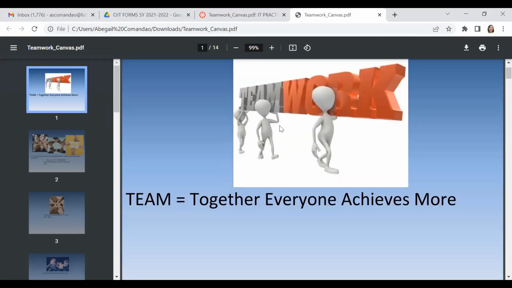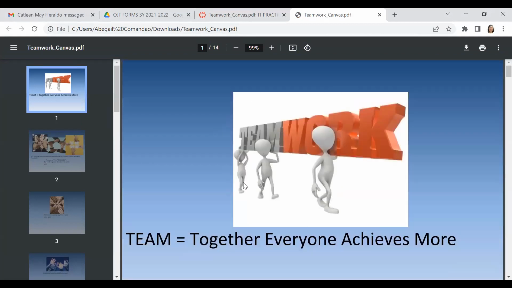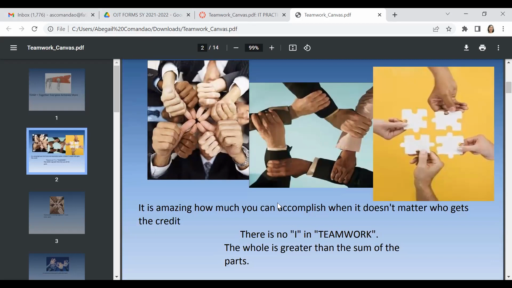So team, together everyone achieves more. TEAM, together everyone achieves more. Not together I achieve more. So everyone. Now teamwork, as you can see by the different pictures here, it's more of synergy. Synergy meaning the strength of one is combined with the strength of the entire team. And with that, they are putting the pieces of the puzzle together.